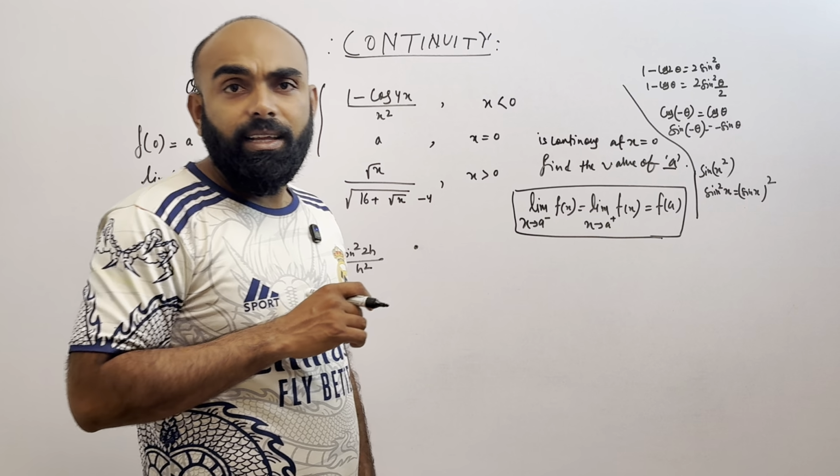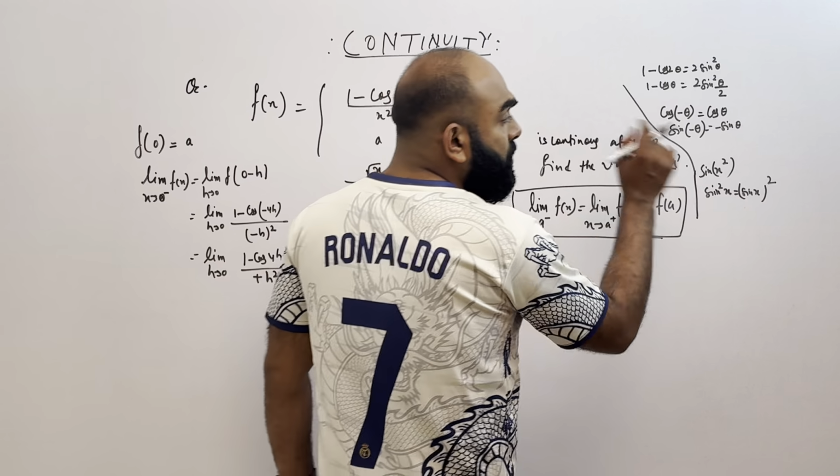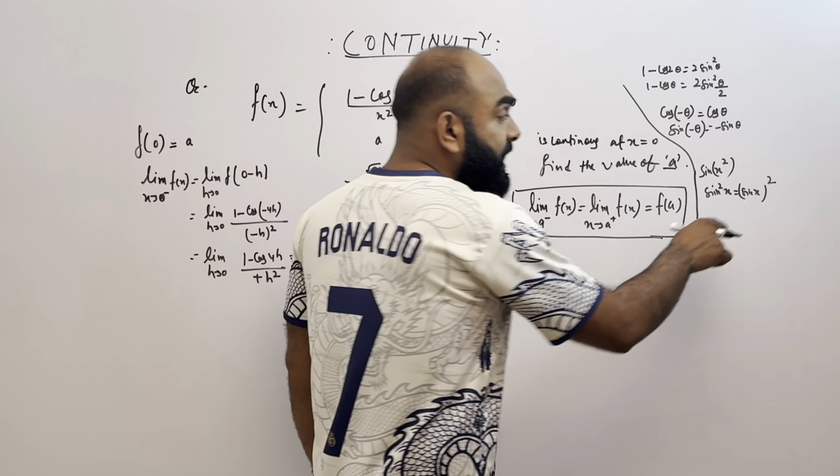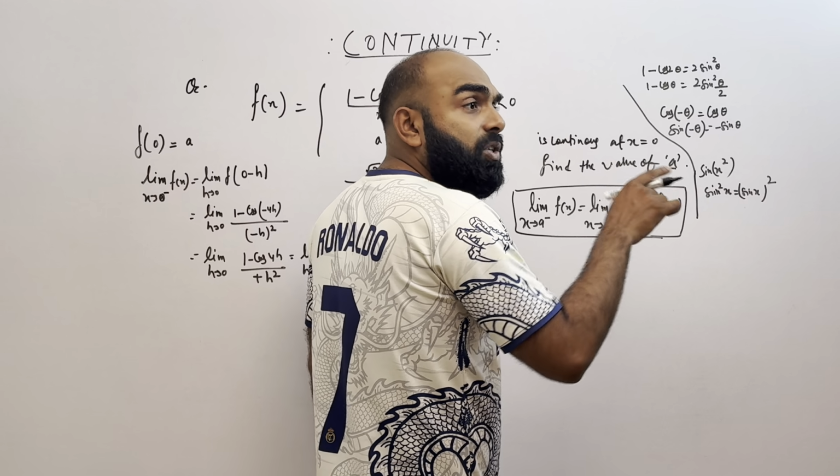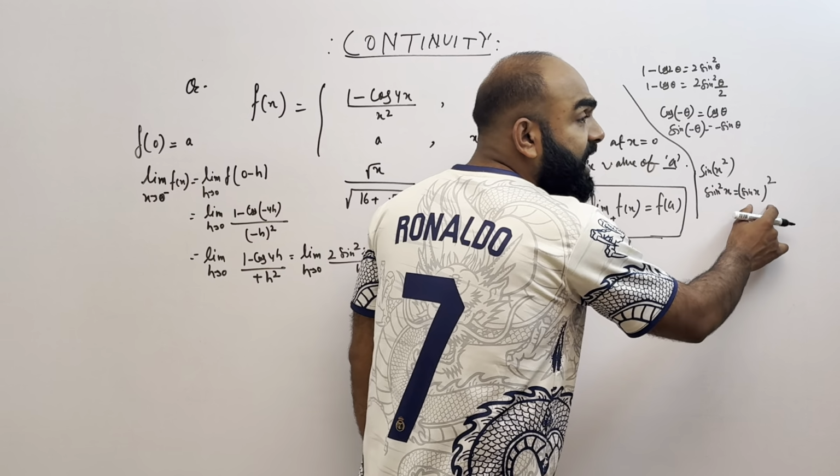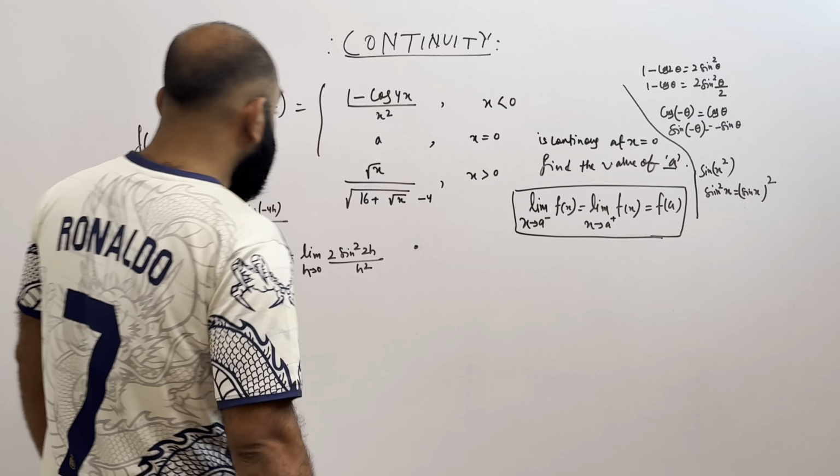Clear? Sine of x square, so x square is the theta. Here theta is x only, but sine square x can be written as sine x ka whole square. Okay sir, got it.